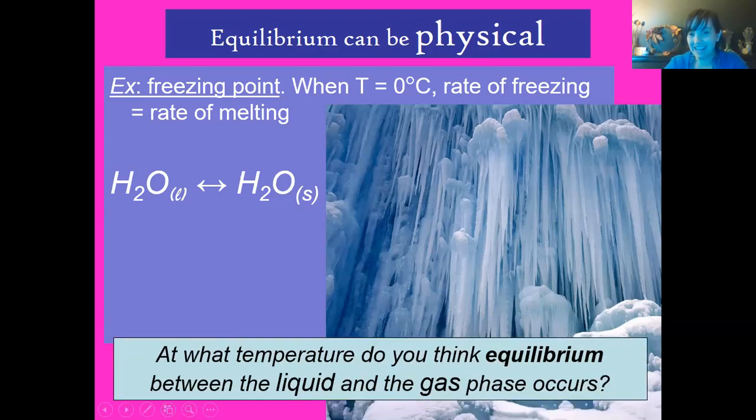So if you had to take a guess, at what temperature do you think equilibrium between the liquid and the gas phase occurs for water? Right, at 100 degrees Celsius, at boiling. Right at 100 degrees, actually as many particles would be boiling as would be doing the opposite, condensing, turning back into a liquid.